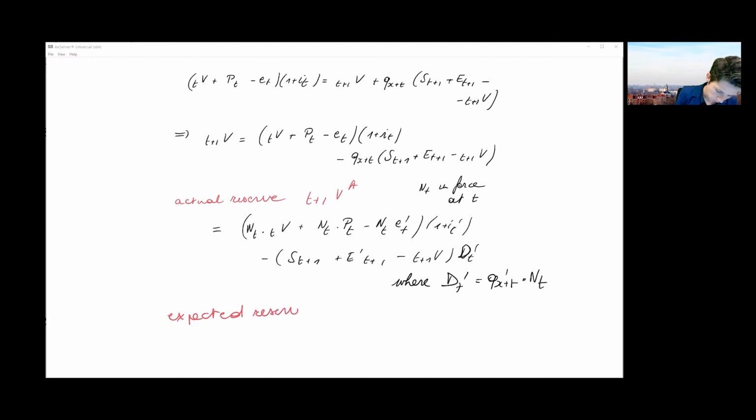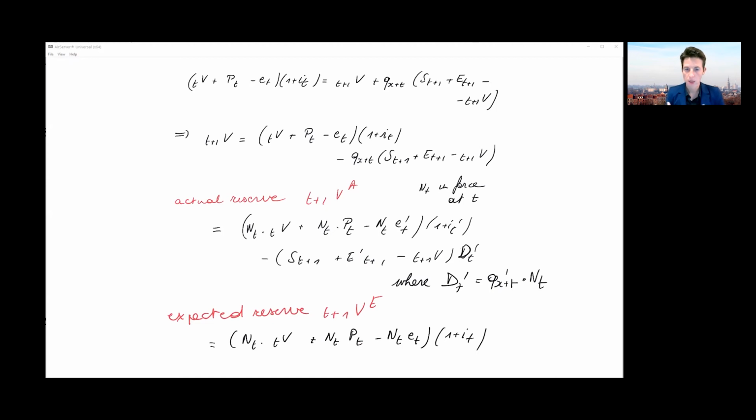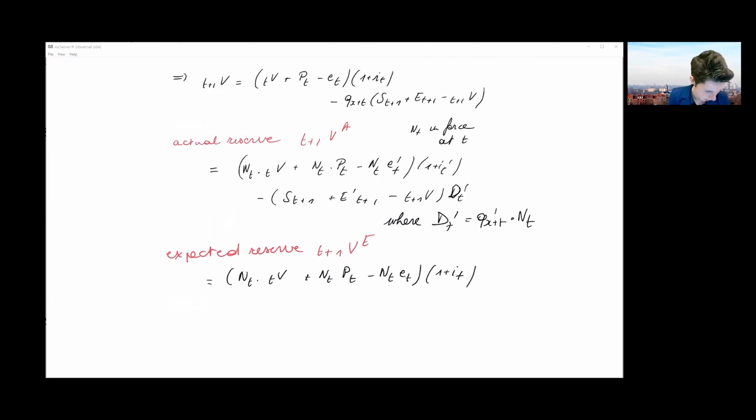The expected reserve, or the expected capital, at time t plus 1. And of course, for this expected capital, everything will be according to the policy valuation basis. So I'm going to use the expenses and the interest rate as I actually assumed them in my policy valuation basis, so there are no prime notations over here. I get here n_t multiplied with q_{x+t}, right? So these are the very important ingredients.